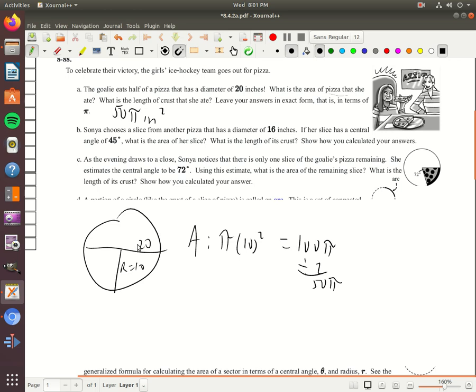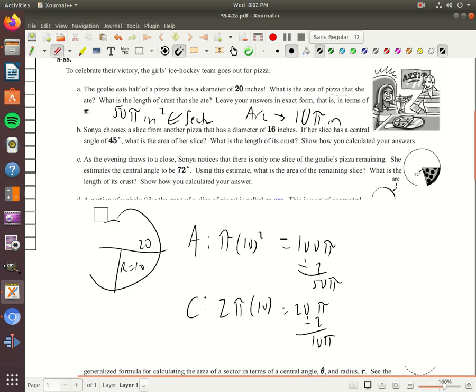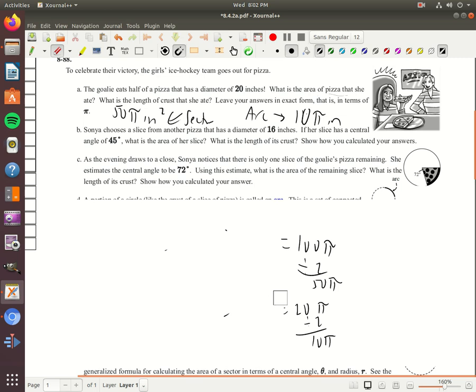Now it says, what's the length of the crust? And this is the part I missed. Well, she would eat half the crust, right? So the circumference is 2 pi r. That would be 20 pi. But again, she ate half of it. So this is our sector, and our arc is going to be 10 pi inches. Again, sector is squared because it's area. Arc is not squared because it's in one dimension. So at that, I'll try and erase this, and I'm sure that I'm going to end up accidentally erasing my square. It didn't happen this time.